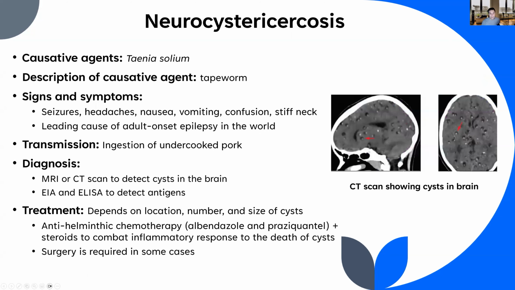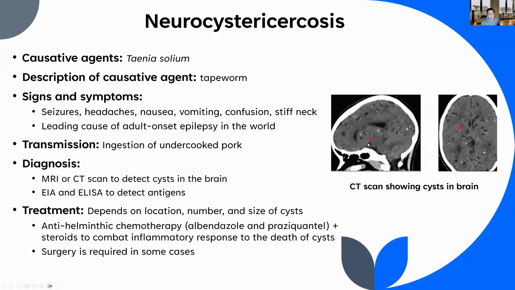And the last one we'll talk about is neurocysticercosis. So we did talk about this in my presentation on infections of the digestive tract. This is usually a result of a tapeworm, most commonly Taenia solium, which is the pork tapeworm. Basically, what happens is the worms make it into the brain and they develop cysts in the brain. So signs and symptoms include seizures, headaches, nausea, vomiting, confusion, and stiff neck. This is actually the leading cause of adult onset epilepsy in the world, and you get this by eating undercooked pork. That's why it's so important to make sure that your pork makes it up to temperature.